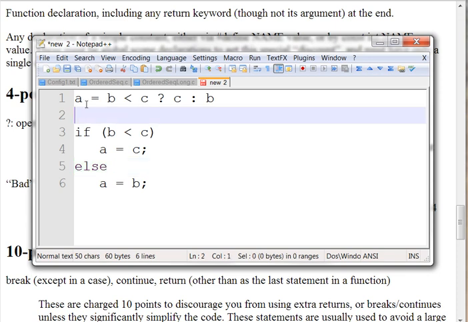Now, by contrast, the conditional operator has 5 uses of a variable, so it's 5 points plus 2 ordinary operators, less than and the equal. That brings us to 7. And then 4 for the question mark colon, and that totals to 11. So it's 2 points cheaper.